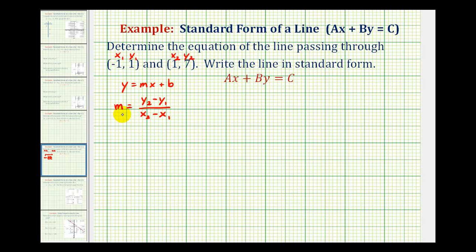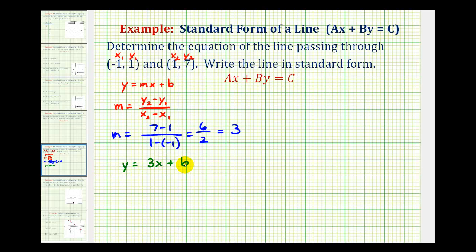So let's start by determining the slope of the line passing through these 2 points. The slope is going to be equal to y sub 2 minus y sub 1, that's 7 minus 1, divided by x sub 2 minus x sub 1, 1 minus negative 1. This is going to be 6, and this is going to be 1 plus 1, or 2, so the slope of the line is equal to 3. So again, referring back to slope-intercept form, we know the equation must be y equals 3x plus b.